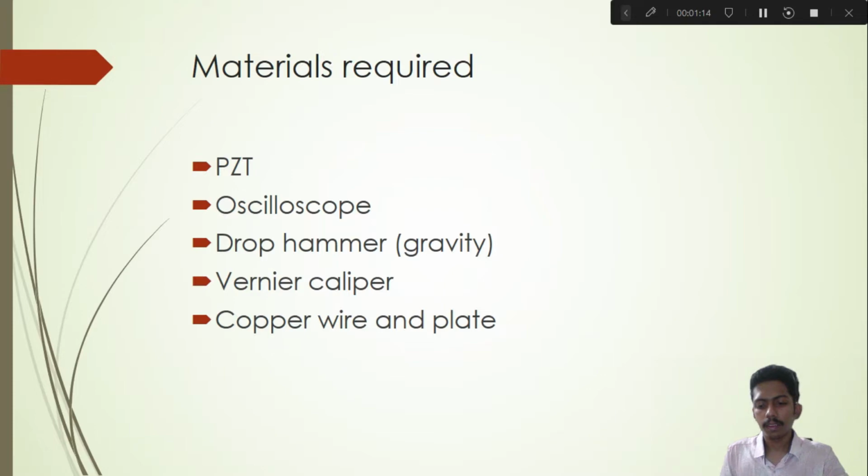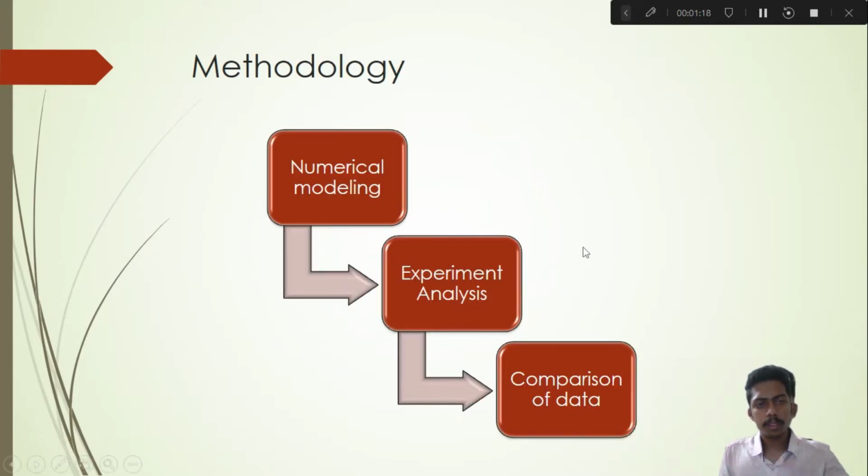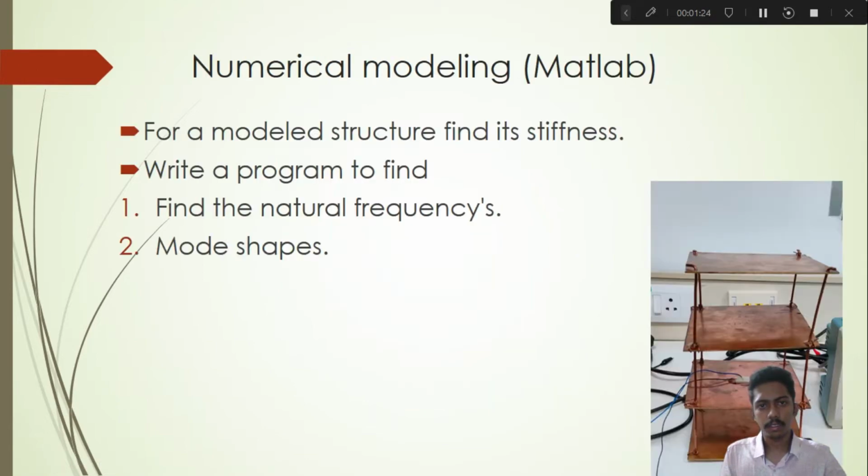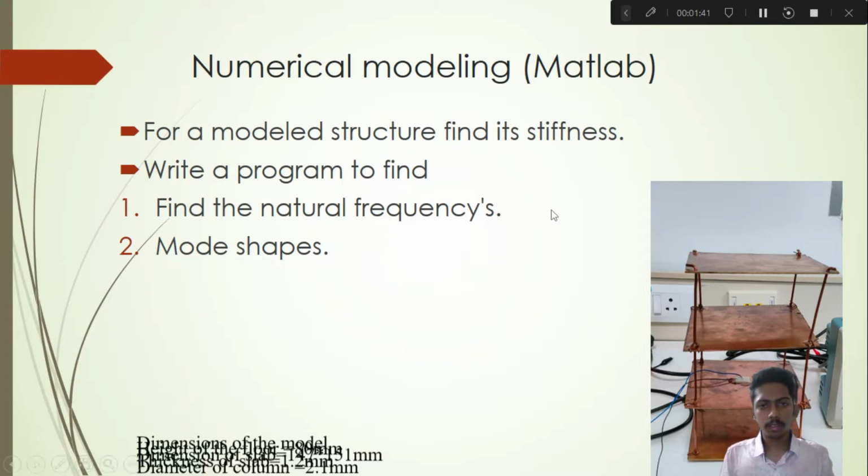Now, methodology: first we go into numerical modeling, then experimental analysis, then comparison of the data. For the numerical modeling, first we have to find the stiffness of the structure. Once we find the stiffness, we can write a MATLAB code to find the natural frequencies and the mode shapes. To determine these, we have used an eigenvalue problem and a lumped mass system.